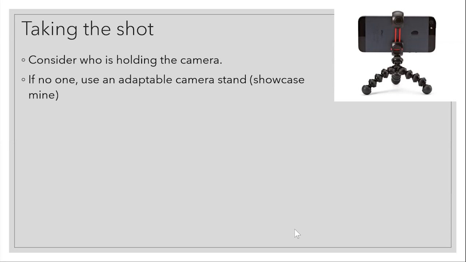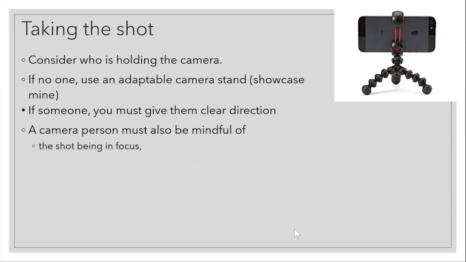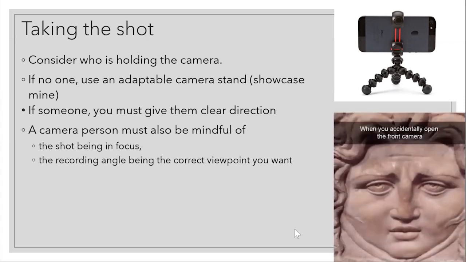Yeah, see, perfect. Of course, if somebody needs to be there to give a closer look, if you can't position a camera stand in a certain way to do it, then you have to give the camera person clear directions. It'd be really frustrating if you did a really good demo and then they were too far away, too much shade, breathing really heavily next to the phone, some really awkward stuff. You want to make sure the camera person is aware of the following: the shot being in focus, the recording angle being the correct viewpoint you want, and nothing that's in a really compromising angle of view.